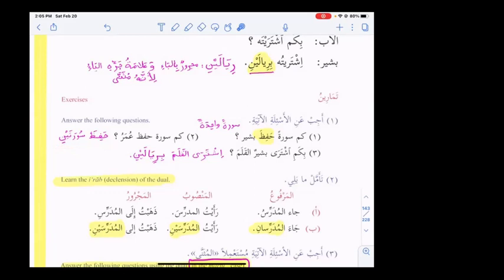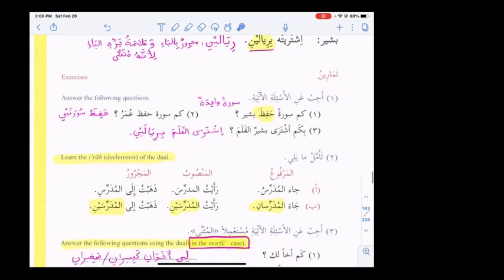Become ishtara Bashirun al-kalama. For how much did Bashir buy the pen? Kalama. So kalama here becomes the object of ishtara, Bashirun. This is the fa'il for ishtara, and this is the maf'ul bihi for ishtara. Marfu, fa'il; mansub, maf'ul bihi. Ishtara, he bought the pen. Bi riyalayni. So riyalayni became majrur bil ya.